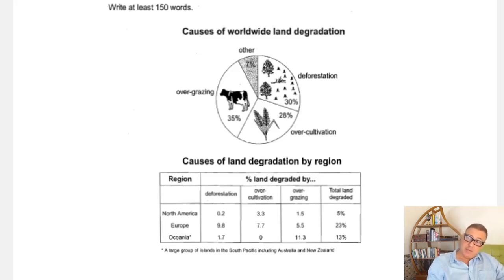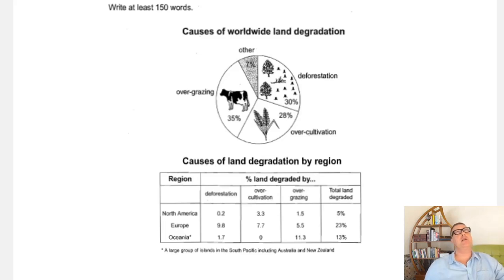So if we look at the table, causes of land degradation by region. So this is worldwide. This is by region. So North America, Europe, Oceania. Total land degraded over here on the right. And then 3 types of degradation, as mentioned in the pie chart. So deforestation, overcultivation, overgrazing. So different numbers. So we've got, what is it, about 16 different numbers. And most likely, in this particular one, it will be easy to combine some of those numbers.